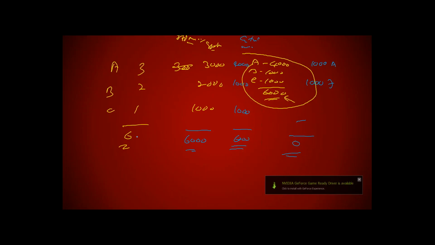So let's assume the standard cost of A is $2. So the variance is 2,000 adverse. Let's assume the standard cost of B is $1. So the favorable variance is 1,000. So overall variance is minus 2,000 plus 1,000, 1,000 adverse variance. Is it clear?